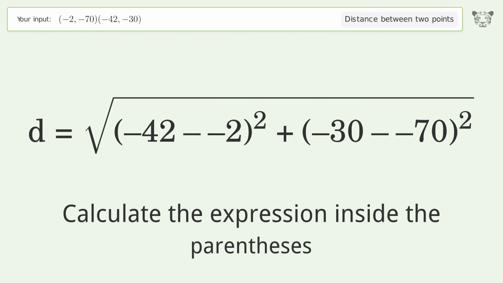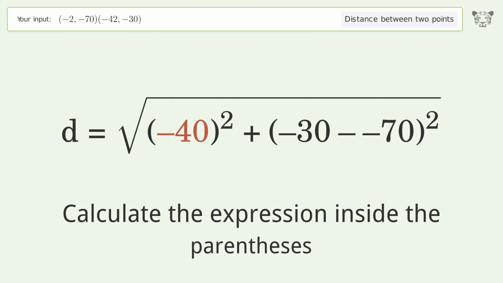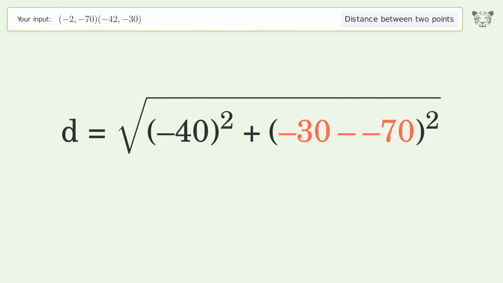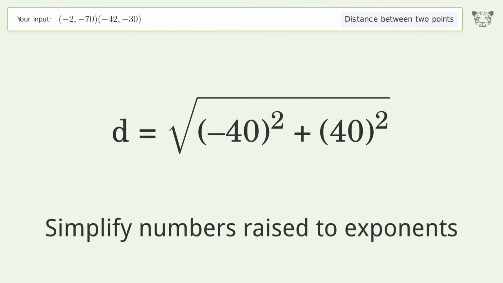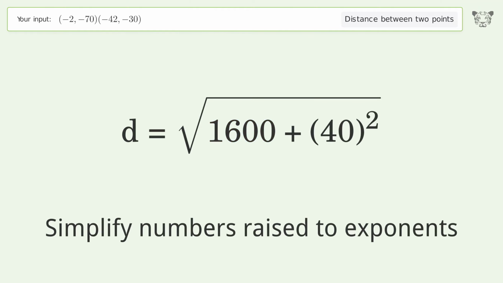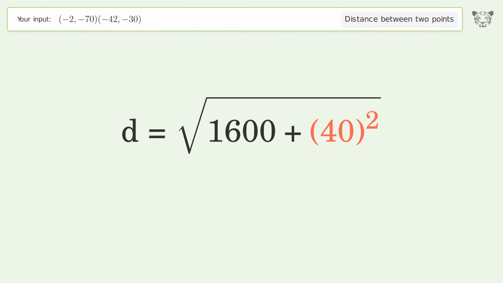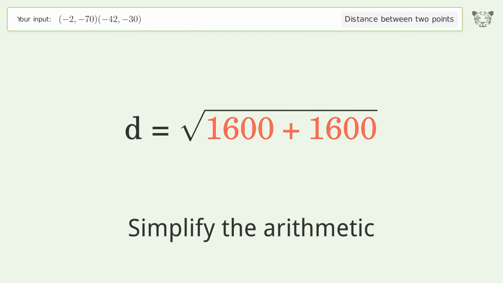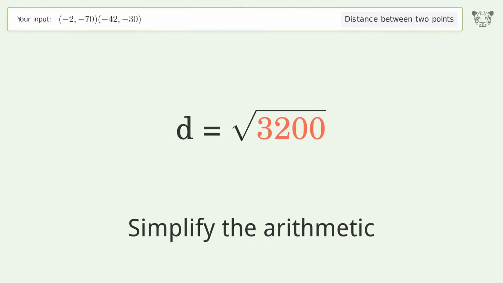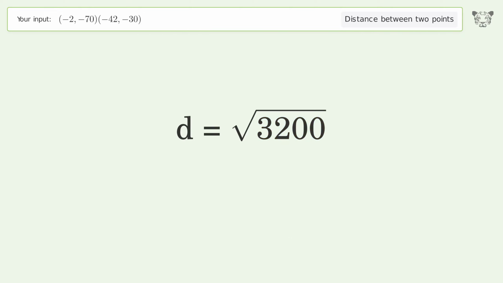Calculate the expression inside the parentheses. Simplify numbers raised to exponents. Simplify the arithmetic. And so the distance between the 2 points is the square root of 3,200, or 56.569.